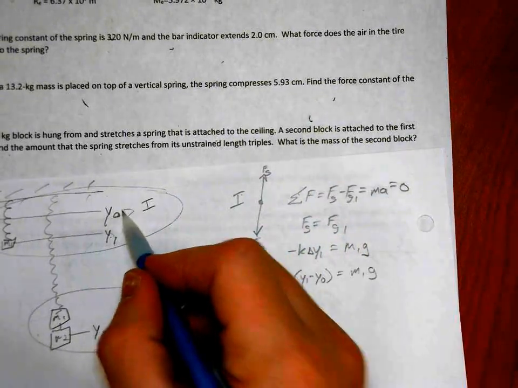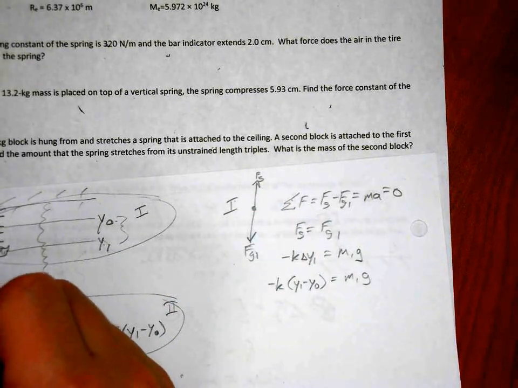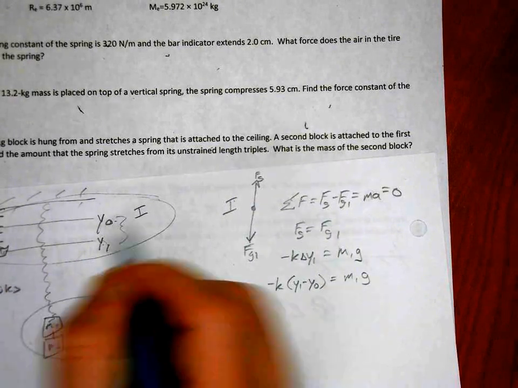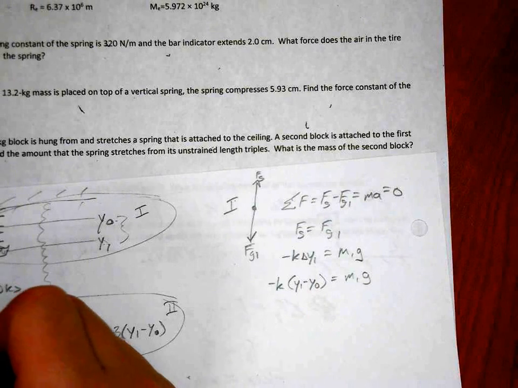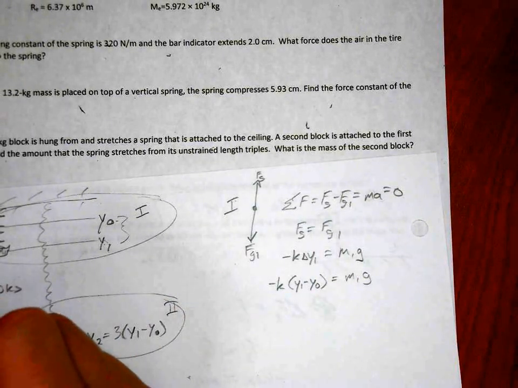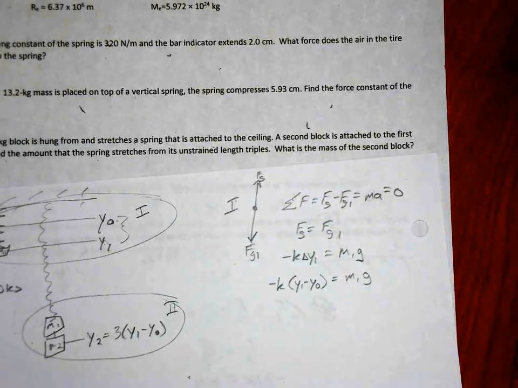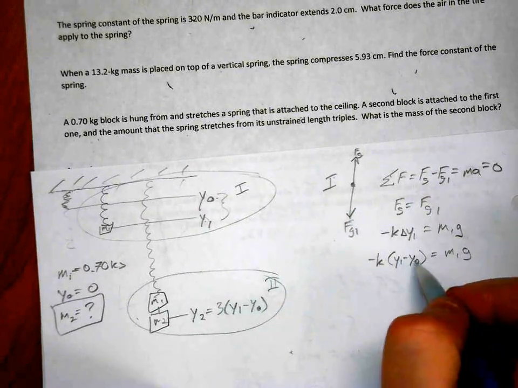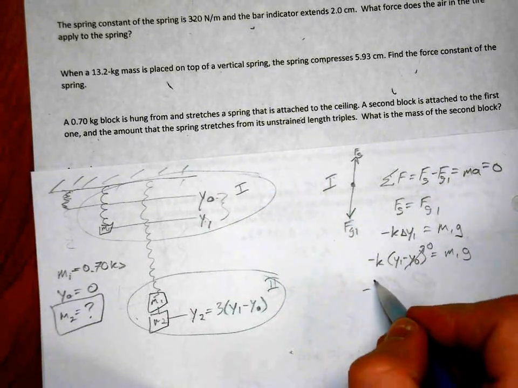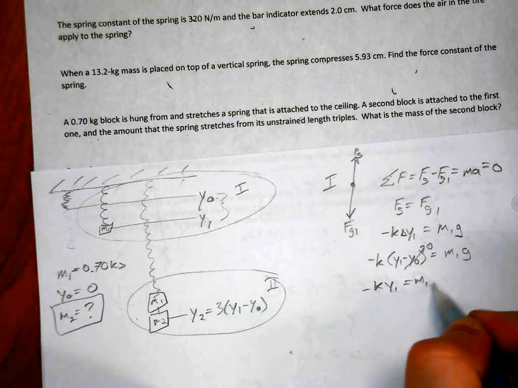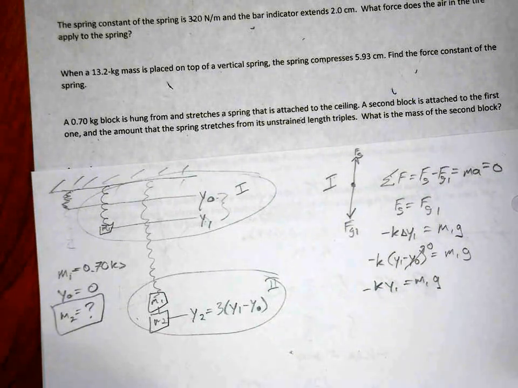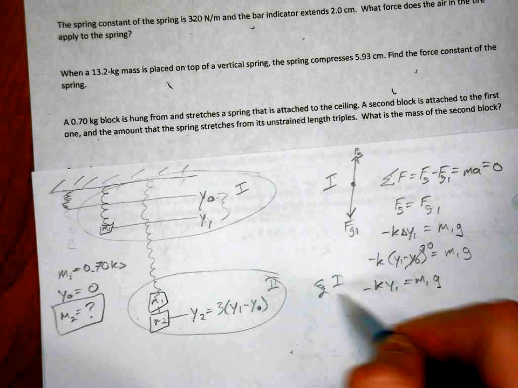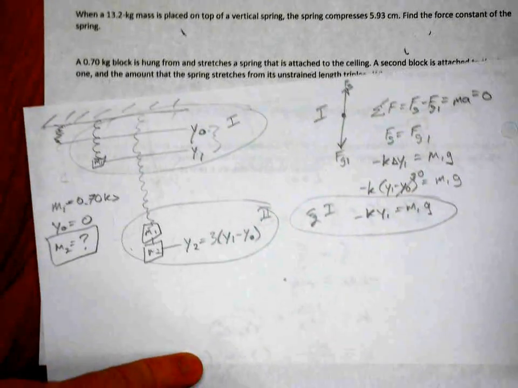And why don't we just go ahead and define y0 as 0, and I'll write down what I know about this stuff. Mass 1 equals 0.70 kilograms, and y0 equals 0. M2 equals, we don't know, where to find that. I just wrote down what we knew about the problem. Okay, so I'll take y0 out because it equals 0, so negative k y1 equals m1g. Not much else we can do with that. I'll call that equation 1, and we'll just circle it and hold on to it.